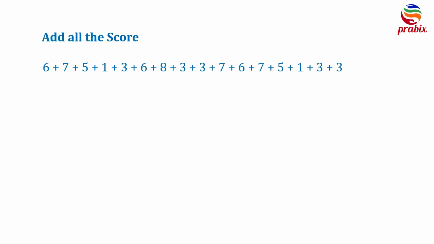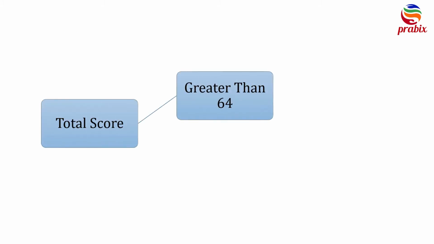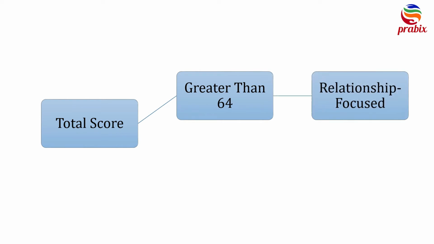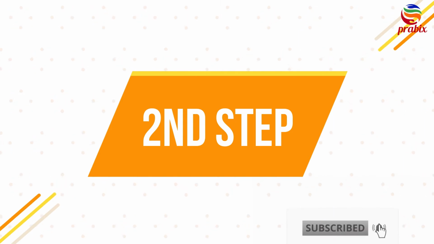Now, add all scores. Here, my score is 74. It is a 16 parameter, 8-point scale. So, the highest summated value of the scale is 128, and the summated midpoint is 64. So, any value greater than 64 will be treated as a high score. According to this model, a higher score means that you're naturally relationship focused, and a lower score means that you're naturally task focused.